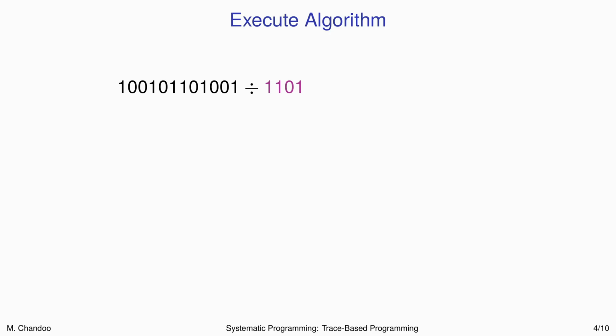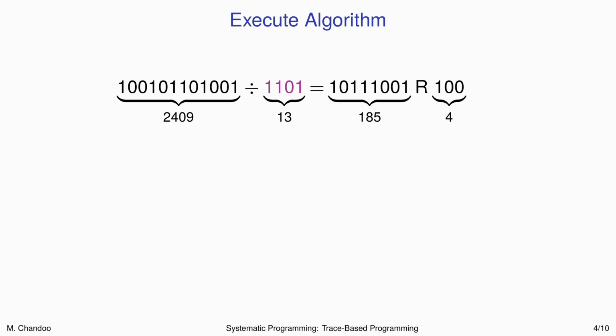Now we can begin with the first step of the method, which is to execute the algorithm by hand. We do this for the shown input. This is the result, and these are the decimal representations of the binary numbers. As a reminder, the number 2409 is called dividend, the number 13 is the divisor, and 185 is the quotient, and 4 is the remainder.